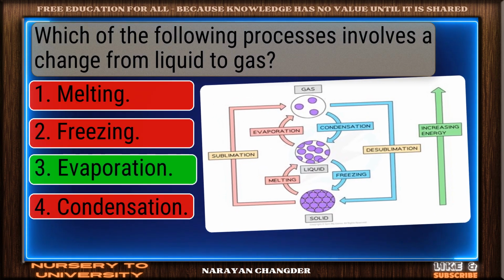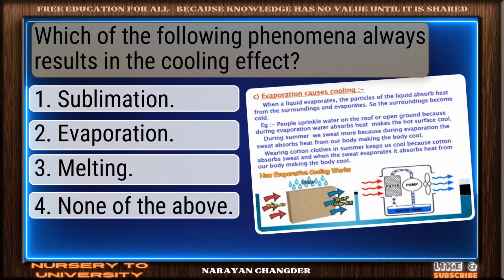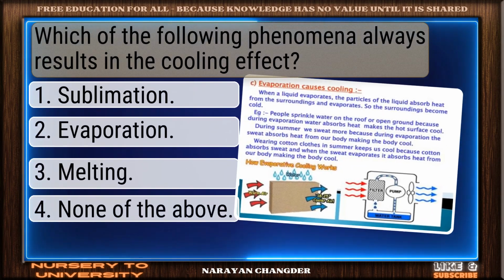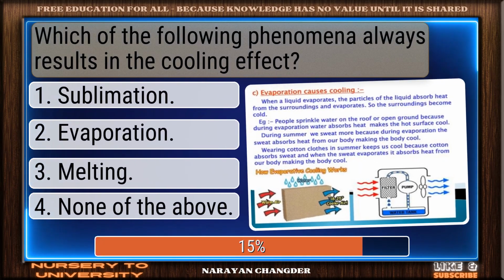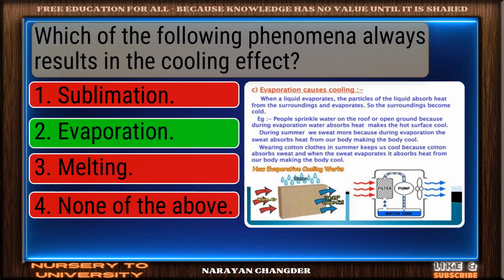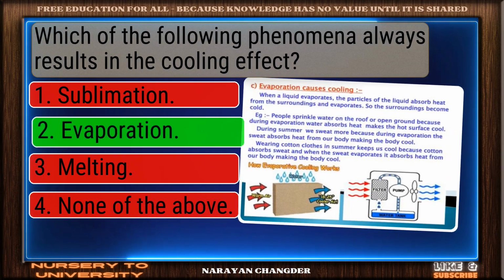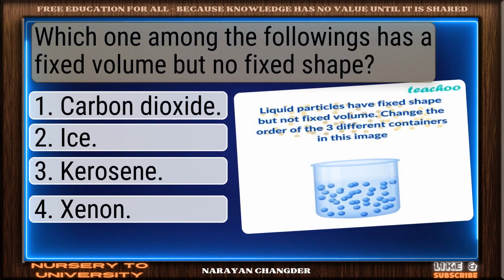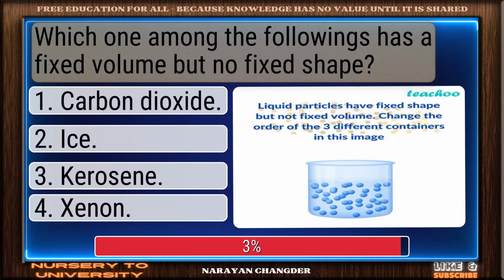Solid response. Evaporation is a valid choice. Question number 27. Which of the following phenomena always results in the cooling effect? Nicely done. Evaporation is a solid answer. Question number 28. Which one among the followings has a fixed volume, but no fixed shape?